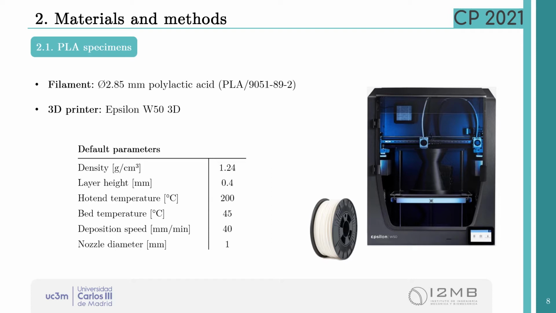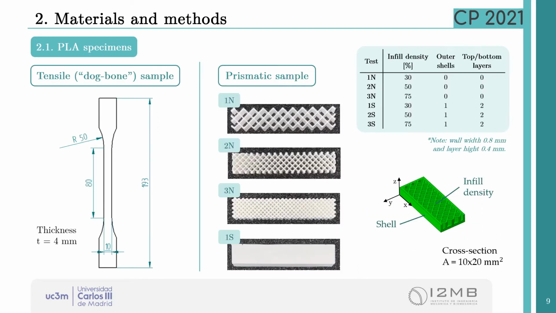The specimens we tested were made of PLA filaments using the 3D printer Epsilon W50, and in the table below there are some of the most important printing parameters that are set by default. These are the specimens we used in this work. On the left we have the tensile sample or the dog bone sample for the tensile tests with 100% density and the dimensions you see in the design drawing.